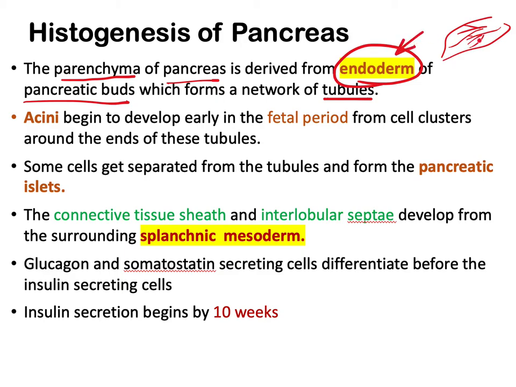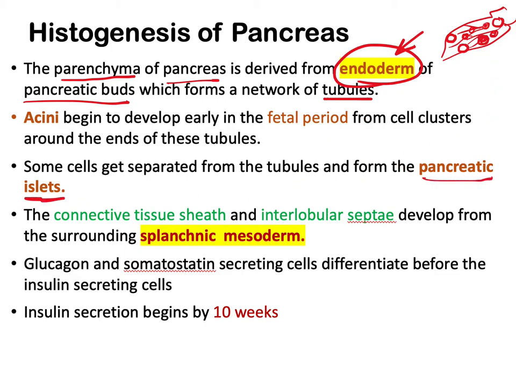Now, around these tubules form the acini, right? The acini in the pancreas, early in the fetal period. Now, some cells separate from the tubules, and they make a kind of islets, right? Separated from the tubules. We call them pancreatic islets.